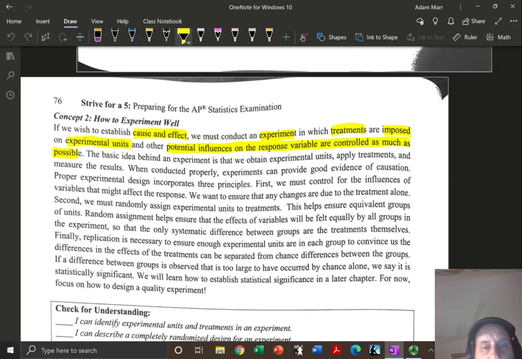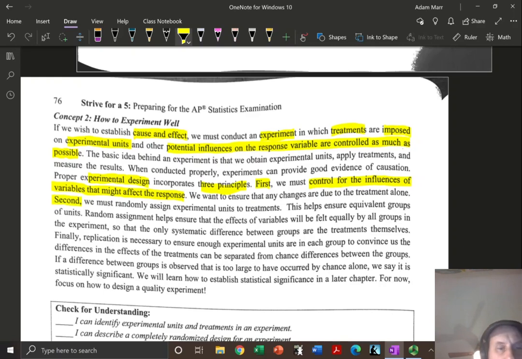The basic idea behind an experiment is that we obtain experimental units, apply treatments, and measure the results. When conducted properly, experiments can provide good evidence of causation. Proper experimental design incorporates 3 principles. So we have 3 principles here for experimental design, right? First of all, we must control for the influences of variables that might affect the responses. We must control those confounding variables. Okay, we want to ensure that any changes are due to the treatment alone as much as we can.